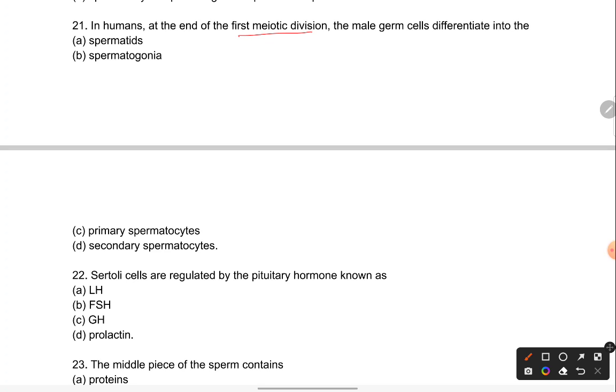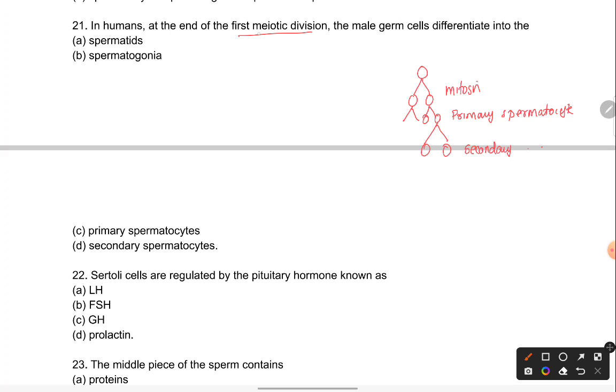See, the division is which one? First meiotic division. I have told you that at first the spermatogonial cells will divide and form many spermatogonial cells. Here the division is mitotic division, and those cells which enter meiosis are called primary spermatocytes. These primary spermatocytes undergo first meiotic division and are converted to which cells? Secondary spermatocytes.